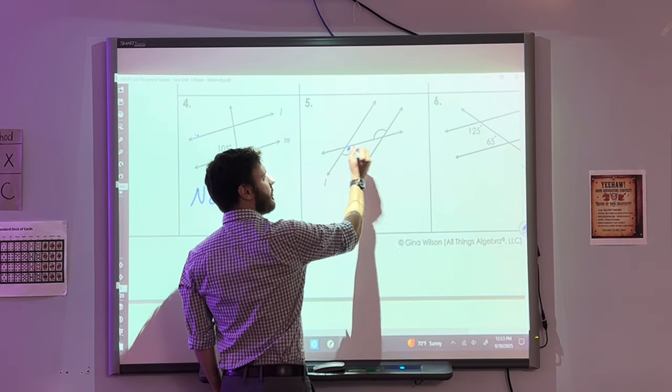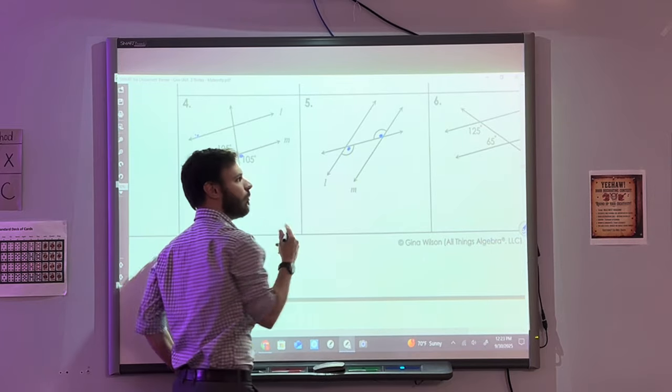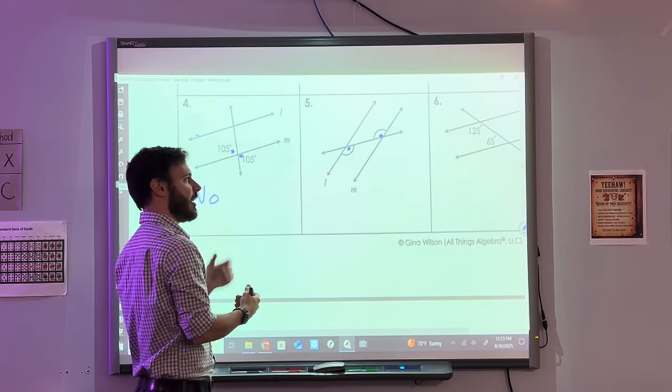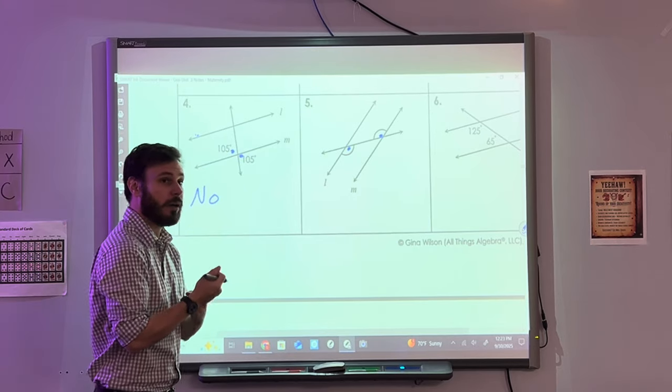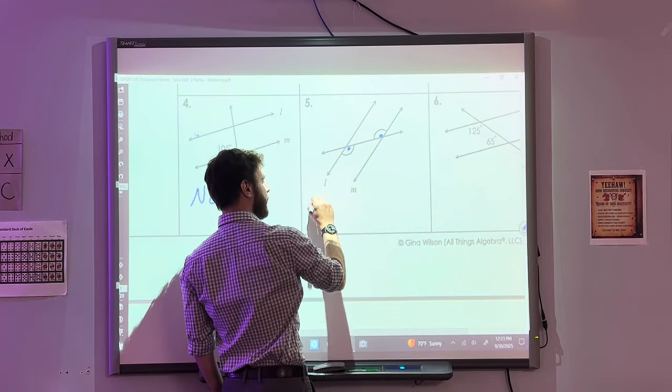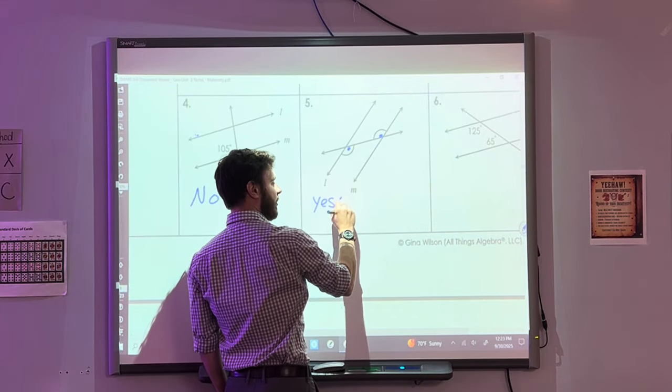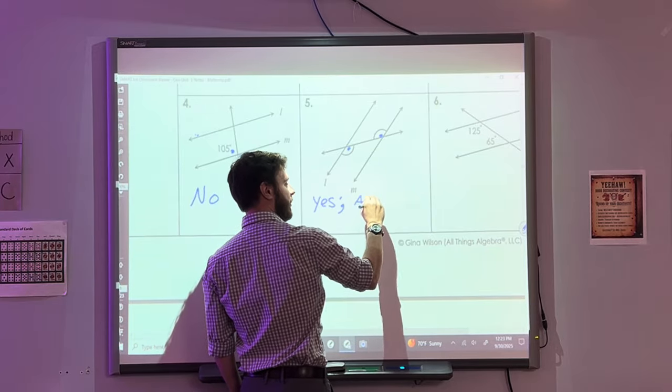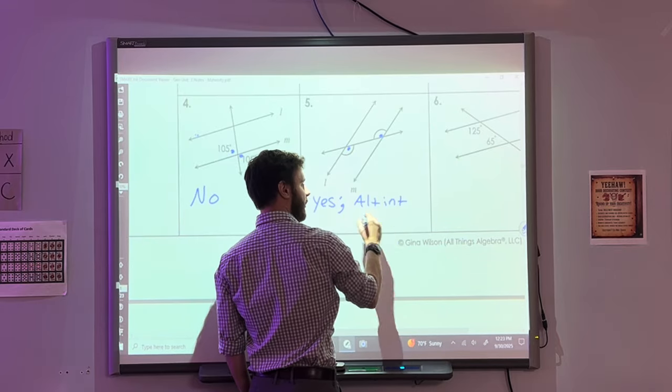Here, how does this relate to that? Well, they're both on the inside, they're on opposite sides, so they're alternate interior, and those should be the same. And these are, because this arc tells me they're the same. Yes, these lines are parallel because of the alternate interior converse.